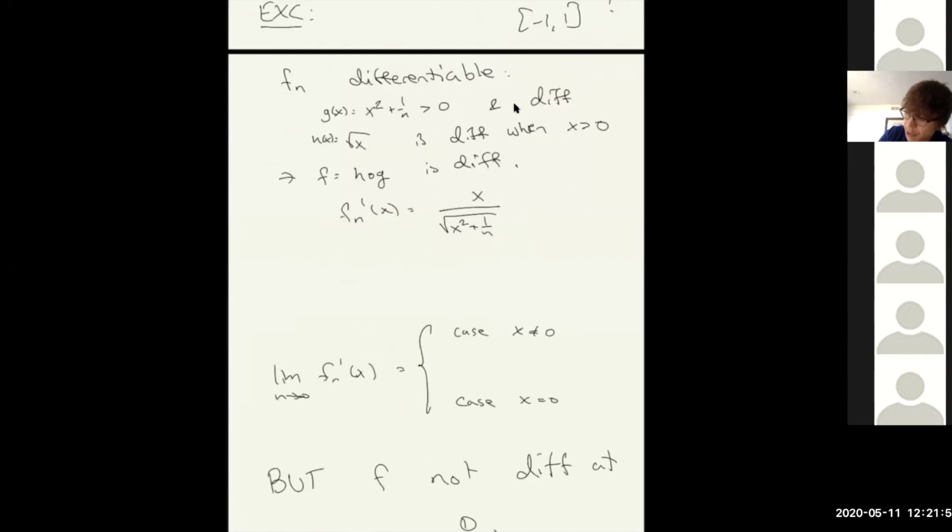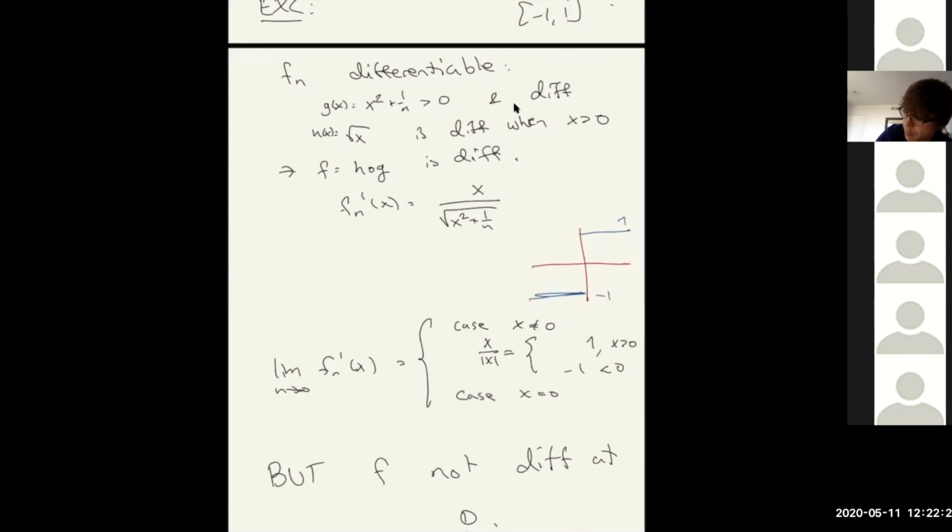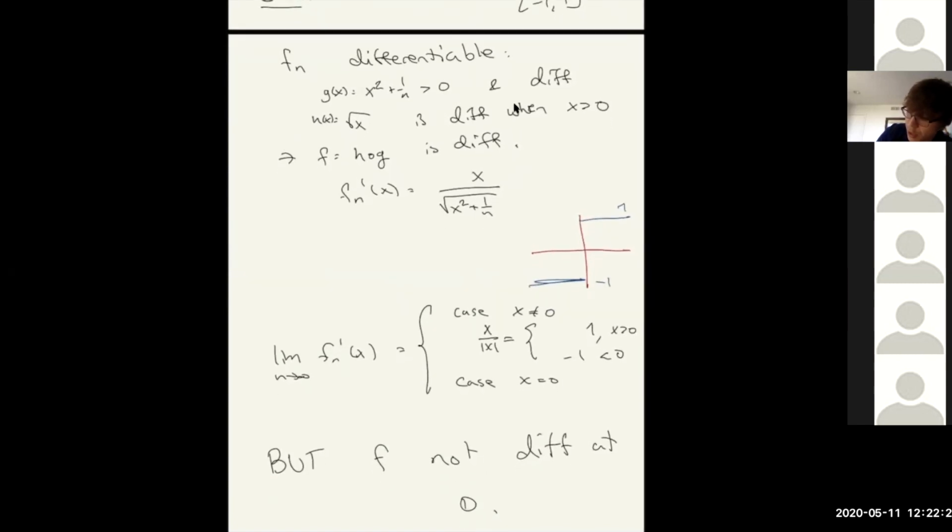And okay, what is the limit of these? Well, when x is not equal to 0, then there's no problem taking the limit of this denominator, because what you get is x over the absolute value of x, which is equal to 1 when x is positive and -1 when x is negative. The so-called Heaviside function, in case you know the name. So on the negative side, you have -1. On the positive side, you have 1.